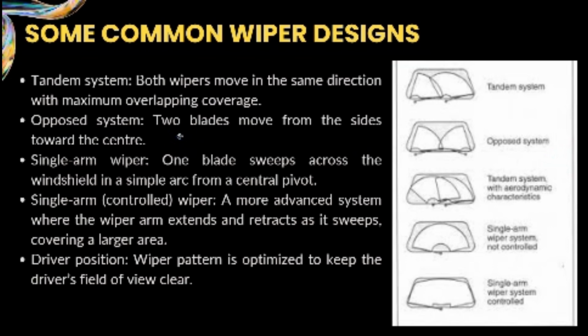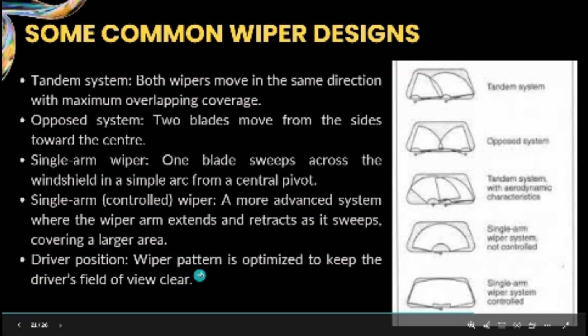Different types of wiper designs were also studied. Tandem design, where the wipers move in the same direction with maximum overlapping coverage. Opposed system, where the two blades move from the sides toward the center. Single arm wiper, where one blade sweeps across the windshield in a single arc from a central pivot. Single arm controlled wiper, a more advanced system where the wiper arm extends and retracts as it sweeps, covering a larger area. Driver position wiper pattern is optimized to keep the driver's side clear for a good view. Now we're seeing out the ideas.